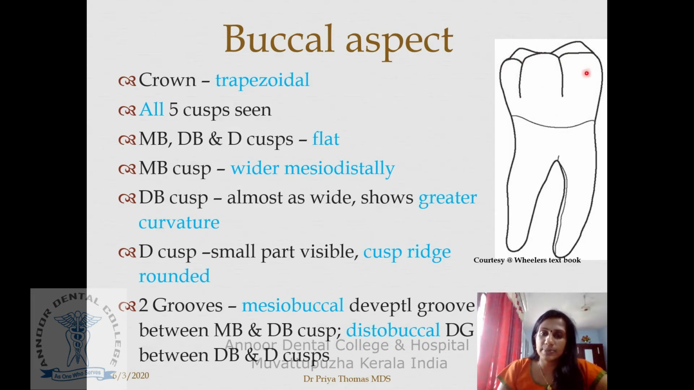Then other than your cusps, you can see some grooves here. From the buccal aspect, you can see 2 grooves. The first groove, you call it the mesiobuccal developmental groove. This is the developmental groove which divides your developmental lobes. So this is your mesiobuccal developmental groove and this is your distobuccal developmental groove. The mesiobuccal developmental groove is present between your mesiobuccal cusp and your distobuccal cusp. And the distobuccal groove is present between the distobuccal cusp and your distal cusp.